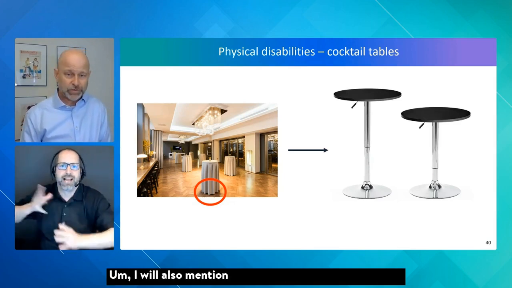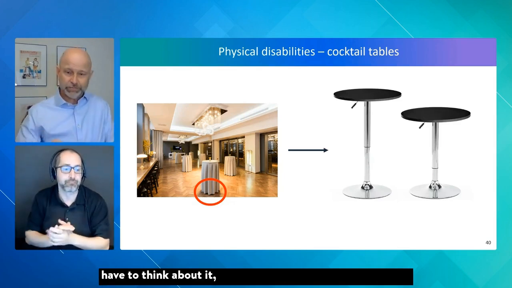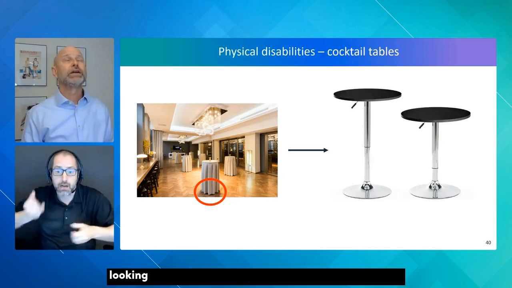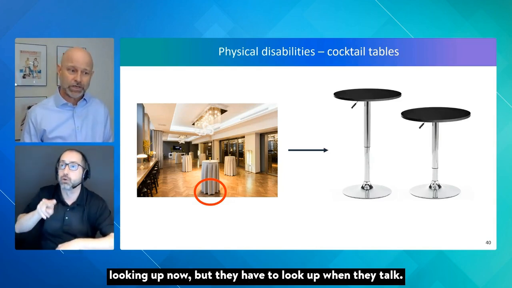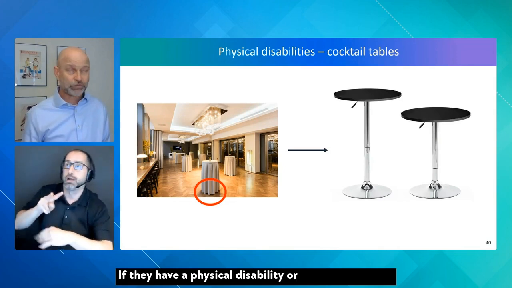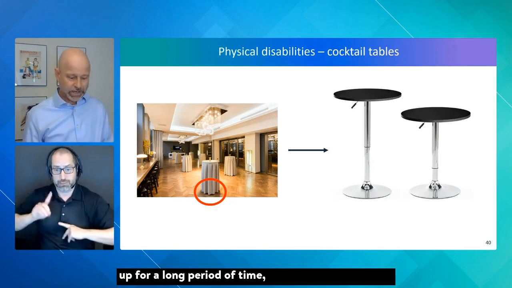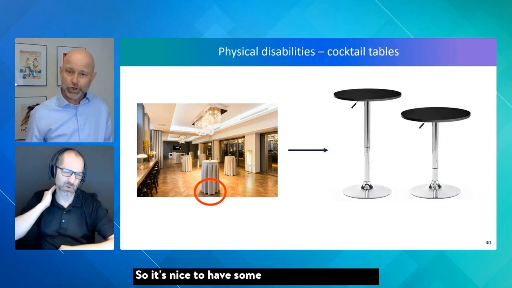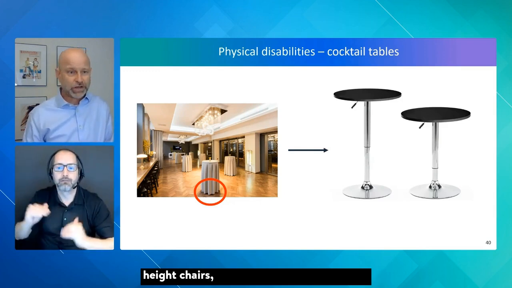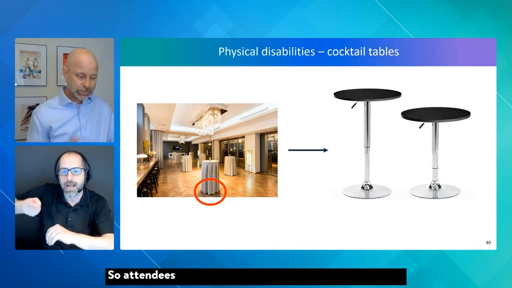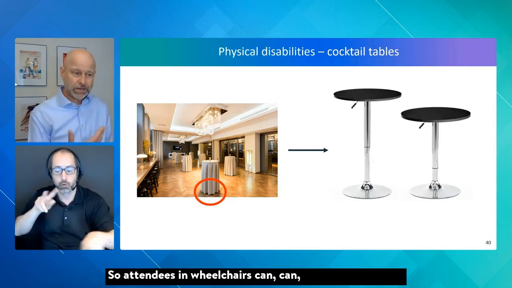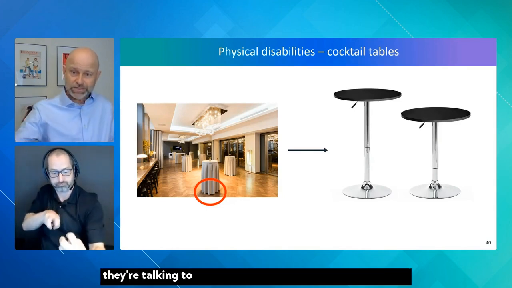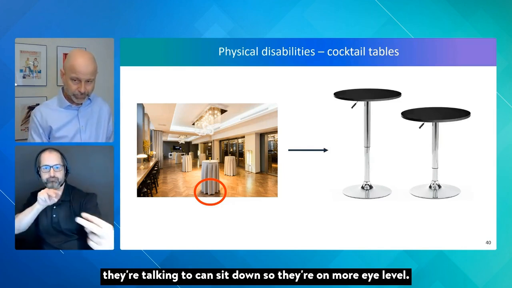I will also mention that people in wheelchairs, if they're talking to other people, I'm looking up now, but they have to look up when they talk. If they have a physical disability or just looking up for a long period of time, it can cause pain. So it's nice to have some lower seating, normal height chairs, couches, something like that, so attendees in wheelchairs and the people that they're talking to can sit down, so they're on more eye level.